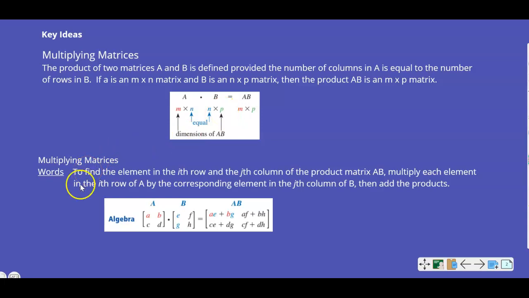All right, multiplying matrices. To find the element in the ith row and the jth column of the product matrix AB, multiply each element in the ith row of A by the corresponding element in the jth column of B, then add the products. You can see the example here. You've got A, B, C, D, and E, F, G, H. If we multiply the first row by the first column, that produces AE plus BG, and that gives us the element for the answer matrix.